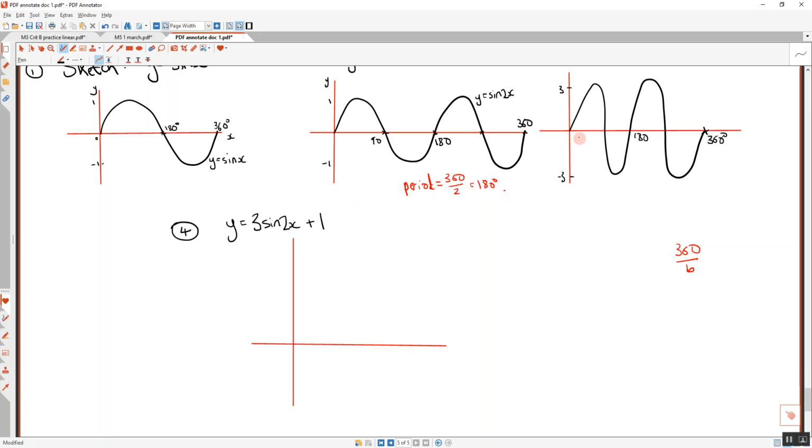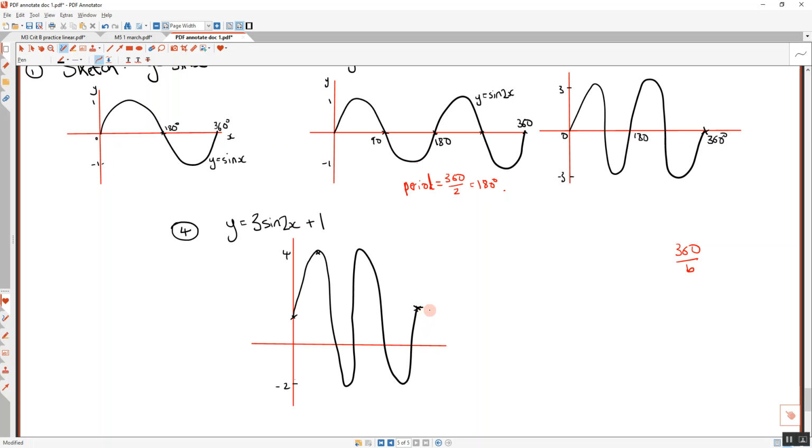Okay. So instead of starting at 0, I'm going to start at 1. If I start at 1, this graph is going to go as high as 4. And it's going to go down as low as -2, because remember, this is being moved up 1 unit. So our graph is going to go something like this, and it has to finish up back here at this point. It stops right there.